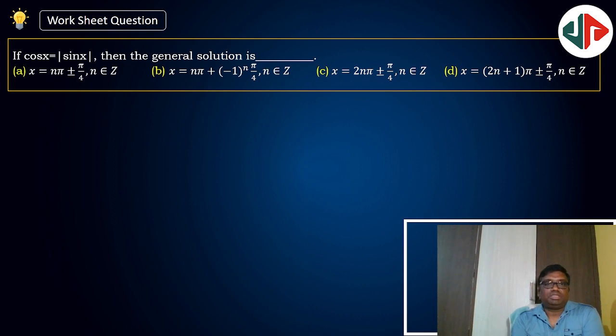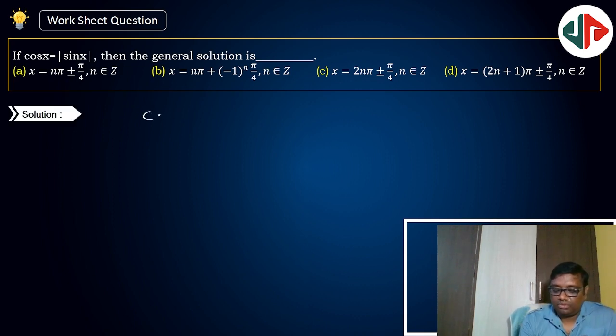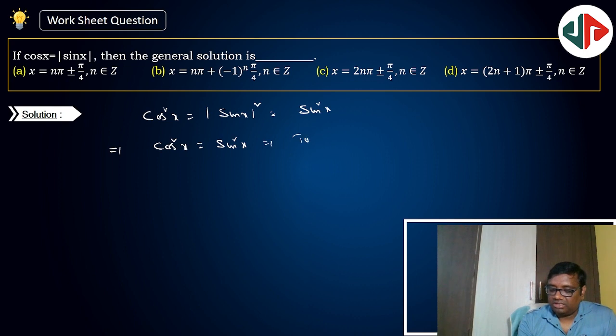Magnitude of sin x is equal to cos x. What is the general solution of this equation? Squaring on both sides, cos square x is equal to magnitude of sin x whole square. It is nothing but sin square x. So cos square x is equal to sin square x, so tan square x is equal to 1. So the formula is x is equal to n pi plus or minus pi by 4.